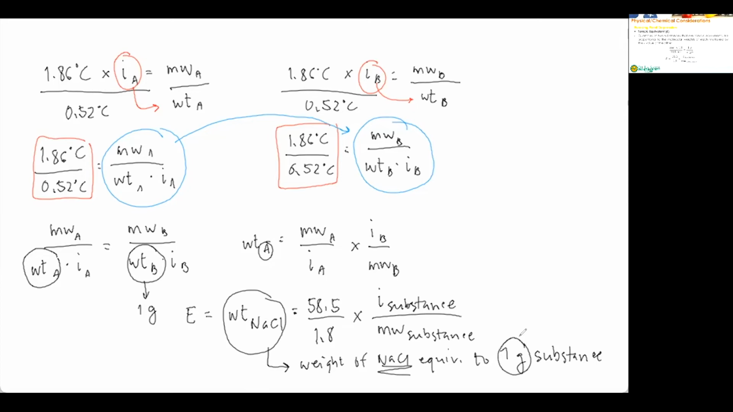Okay. Now, in order for you to easily remember this, just remember that the molecular weight of sodium chloride is grams of sodium chloride per mole of sodium chloride. And the molecular weight of any substance is the gram of that substance divided by its number of moles. Since the E value is defined as the weight of sodium chloride in grams, then the molecular weight of sodium chloride is supposed to be in the numerator per 1 gram of the substance. So the molecular weight of the other substance should be in the denominator. Let's try to solve some problems to illustrate the use of the E value.